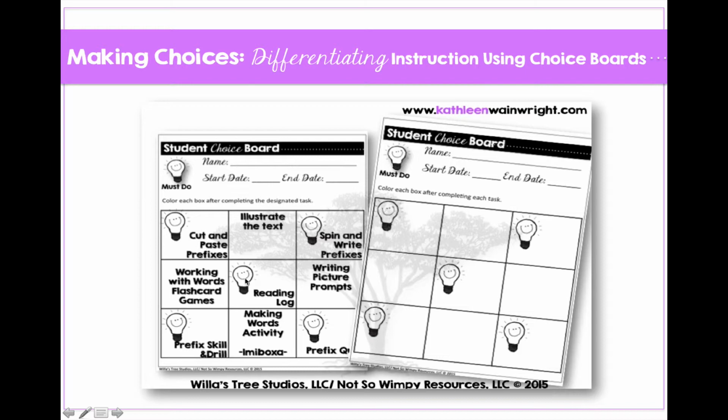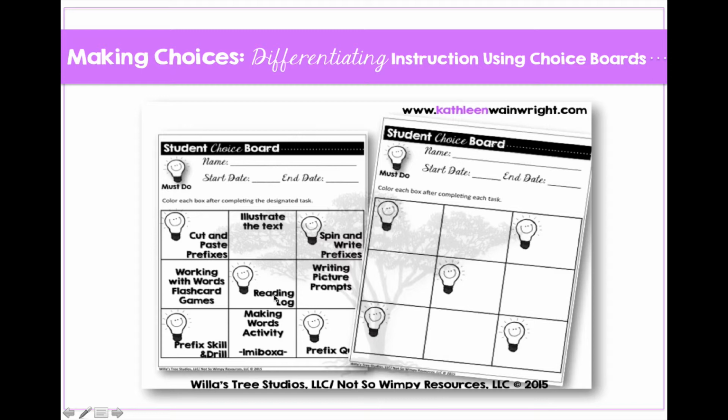So here we go. Here's the choice board. If you look, the light bulbs are activities that the students must do. The activities that don't have a light bulb are things that the students may do. So I have a must do and a may do. The must do's are the light bulbs, and they have to do a cut and paste prefix activity, the spin and write prefixes, the prefix skill drill, and then I have a prefix quiz that they complete. And this is all throughout the week. So when they're not with me, they're working with their choice boards.